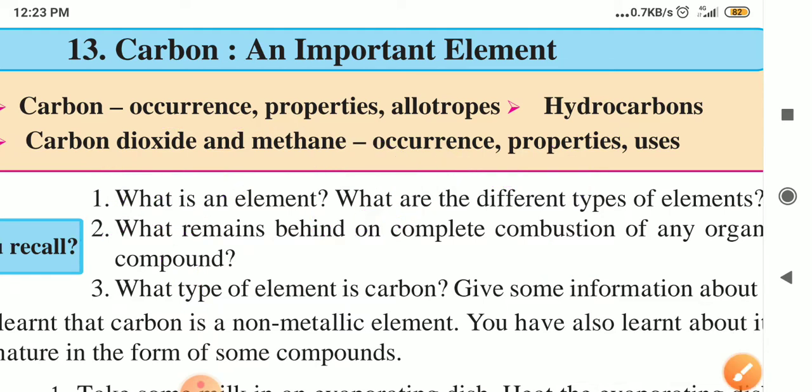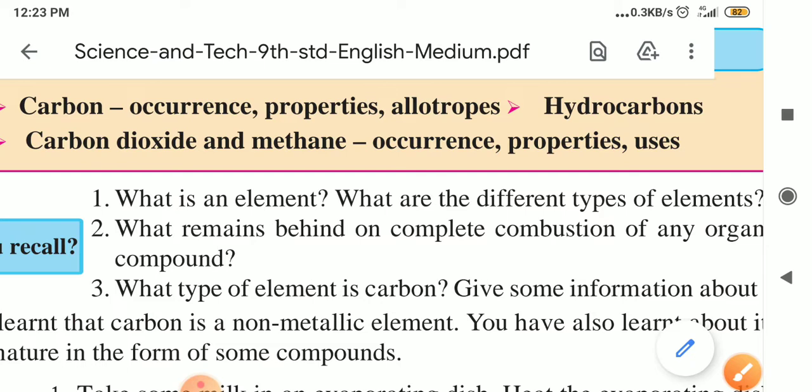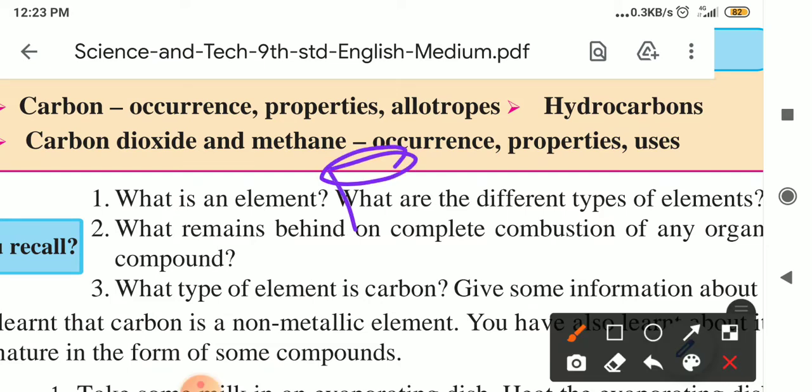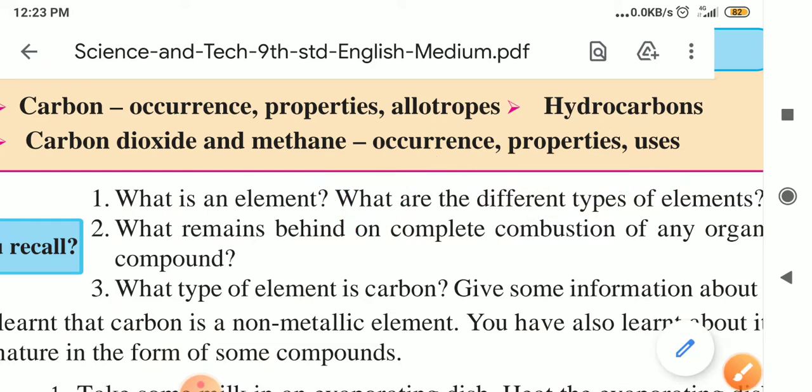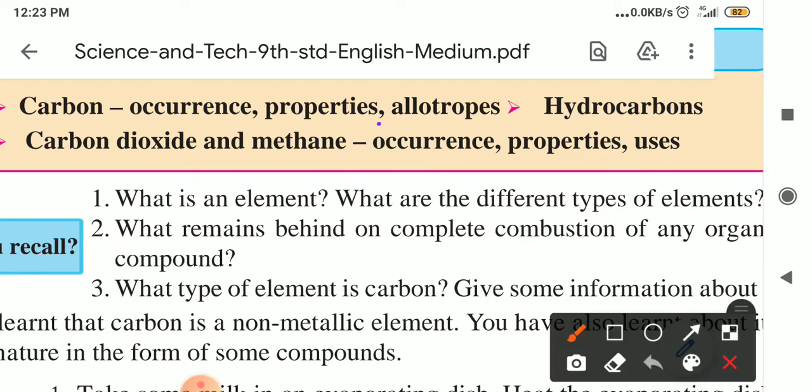And allotropes means there are different forms. For example, carbon is present in diamond also, carbon is present in coal also, and carbon is present in so many compounds. So these are the different forms of carbon. Means its atomic number is the same, and its chemical properties are the same, but its physical properties are different. Those are called allotropes.